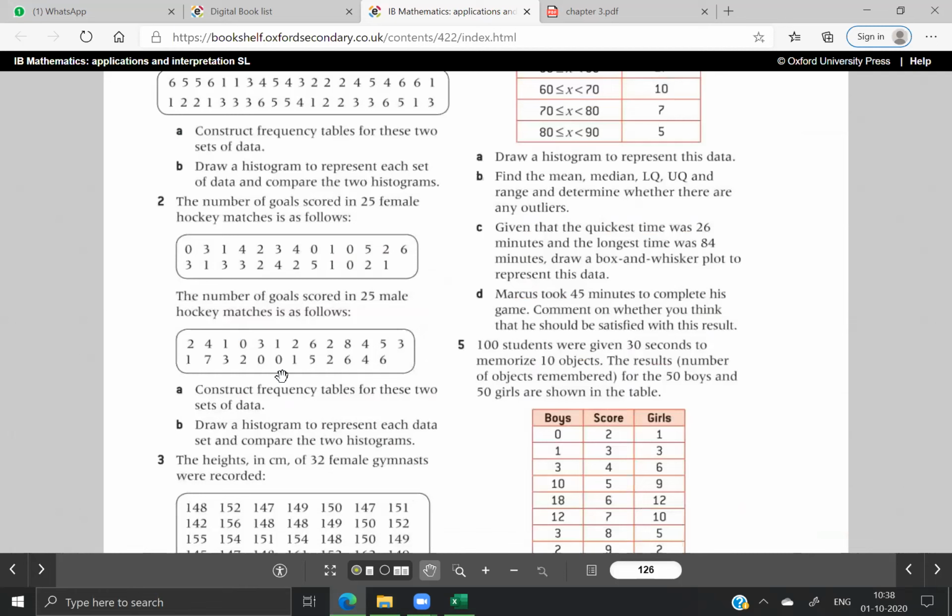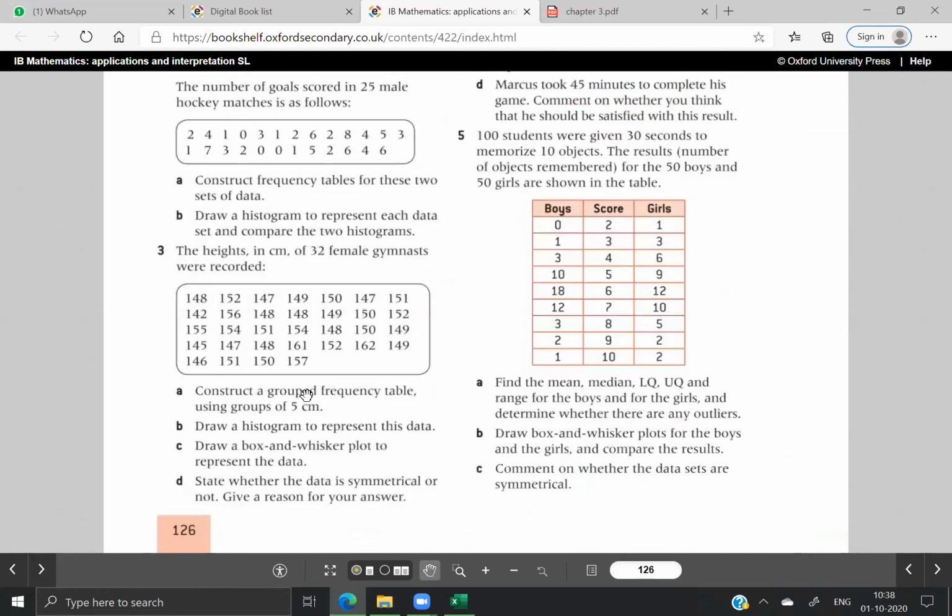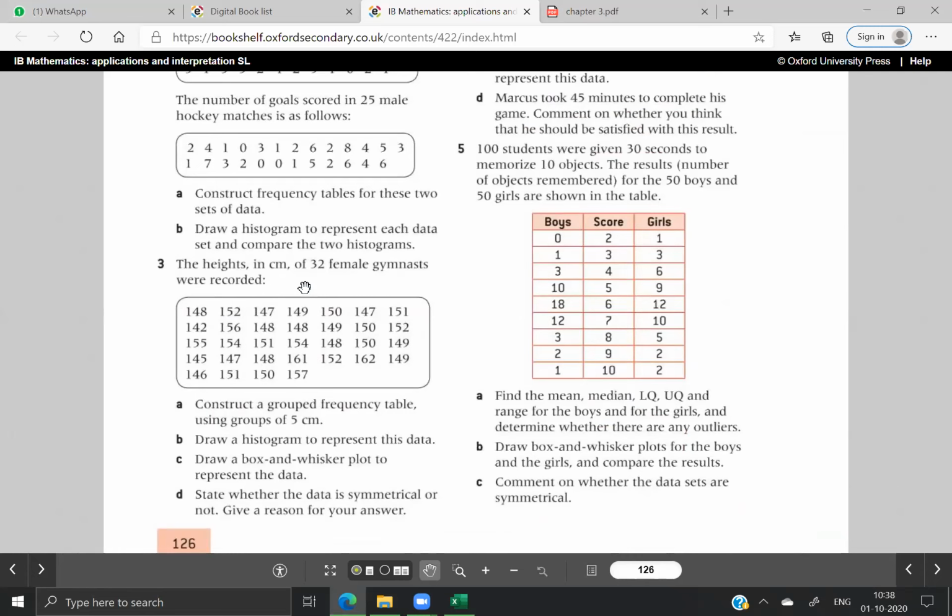So question number 1 and 2 was frequency, which we did yesterday. This is the third sum which you have. 32 female gymnasts were recorded. Data is given to you. Construct a grouped frequency table using groups of 5 centimeter. Now in some questions they give you the data for group frequency. So here they are saying 5 centimeter. So supposing the lowest is 150, you will consider 5 centimeter and group all the values from 150 to 155 together and form the frequency table.